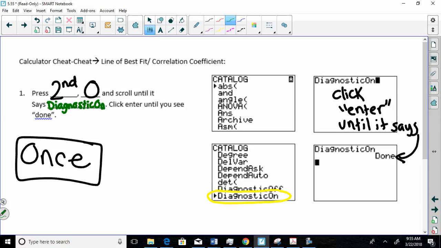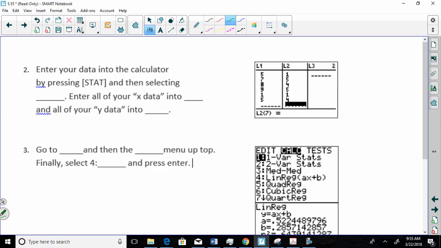All right, next we're going to do is right here. So this kind of looks familiar. So you click Stat and then select Edit or Enter, and you're typing your X data into L1 and your Y data into L2. If you need to clear the numbers in here, all you have to do is highlight this. Don't click Delete, click Clear and Enter, and it will clear that. Make sure you don't delete L1 and L2.